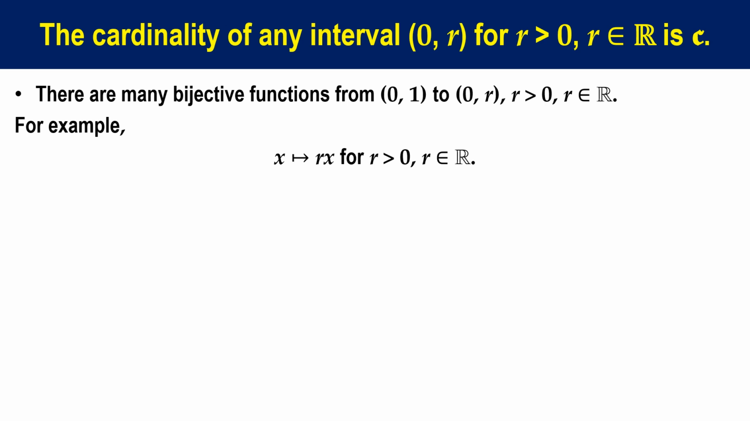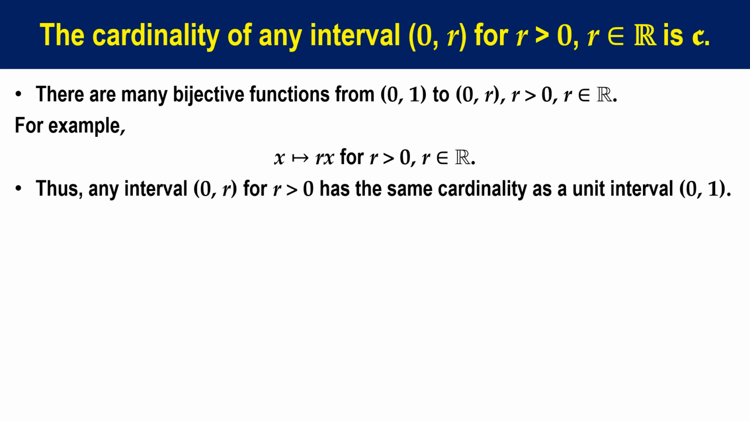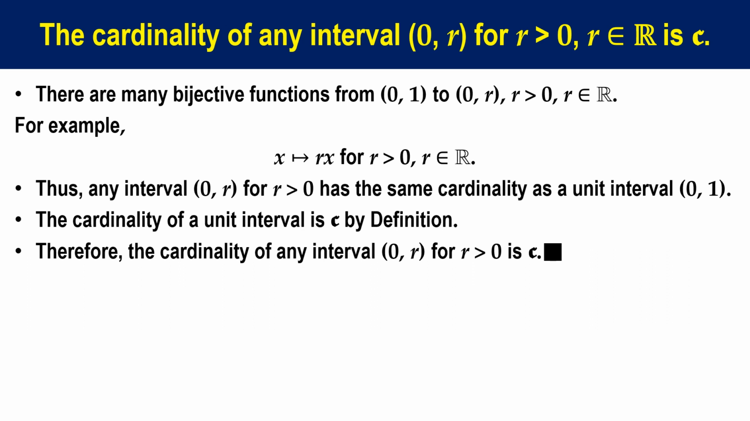Then we can prove that the cardinality of any interval (0, r) for r larger than 0 is C. The proof is as follows. There are many bijective functions from an interval (0, 1) to an interval (0, r), for example, x to rx for r larger than 0. Thus, any interval (0, r) has the same cardinality as a unit interval (0, 1). The cardinality of a unit interval is C by definition. Therefore, the cardinality of any interval (0, r) is C.